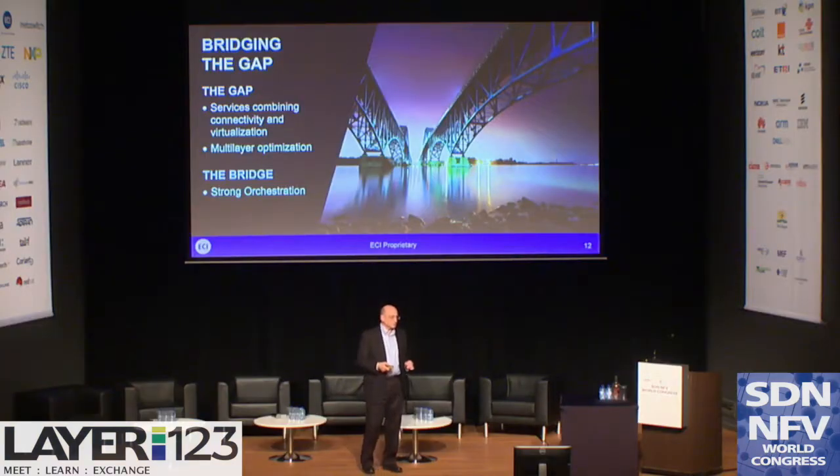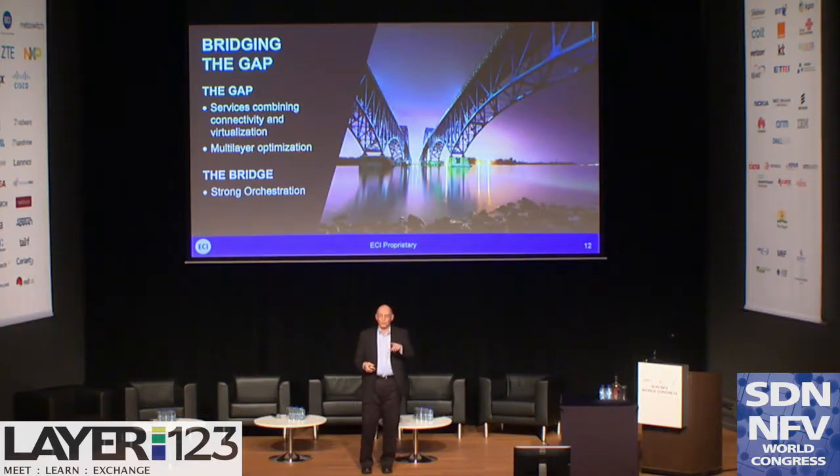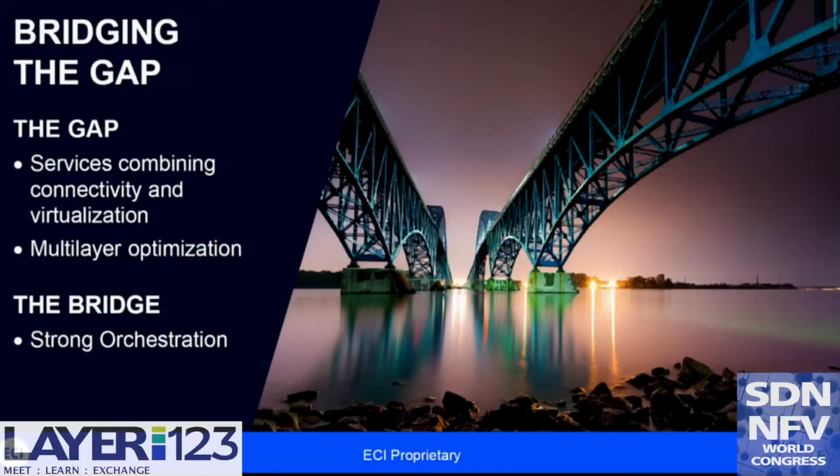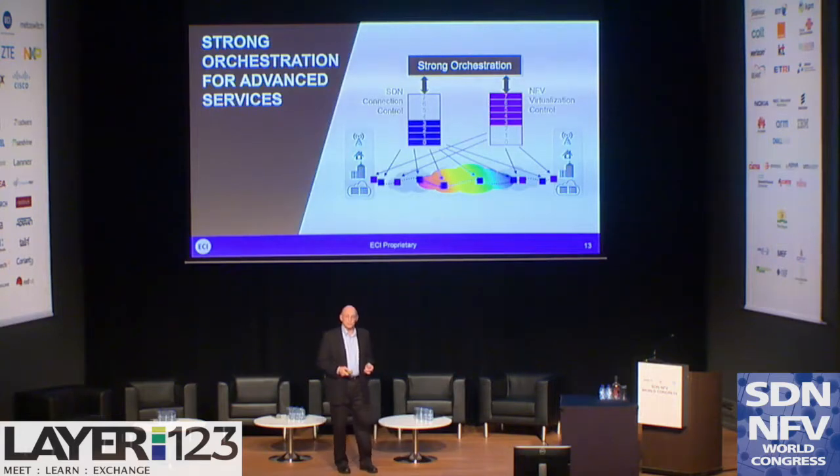So the first gap that I identify is the fact that when we're building services, particularly advanced services, we're combining two sets of telecommunications functions. In the past, it was just connectivity, connect point A to point B, specify a certain degree of bandwidth. What we need to do today on top of that is add virtualization. On top of that, we need to address the challenge of multi-layer optimization that I talked about earlier. So what is the way that we're going to address this particular challenge? And what I'm saying is what we need is strong orchestration.